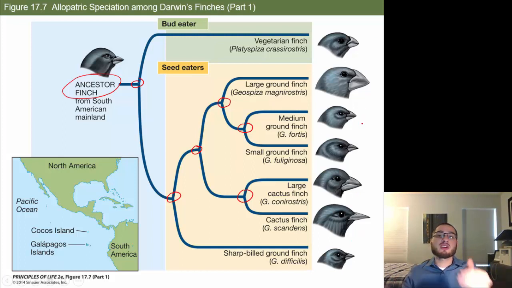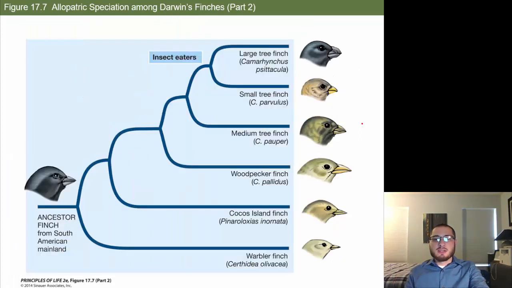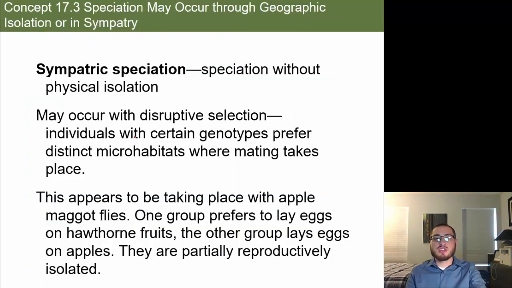They may look very similar, but when they come back together, they're not going to reproduce with each other because they have become too different, and they prefer to mate with their own specific species. They don't want to mate with a sister species. And the same goes here. You have these speciation events. These nodes are representing these changes, or this descent from the original species, or the branching off from one species into two species.